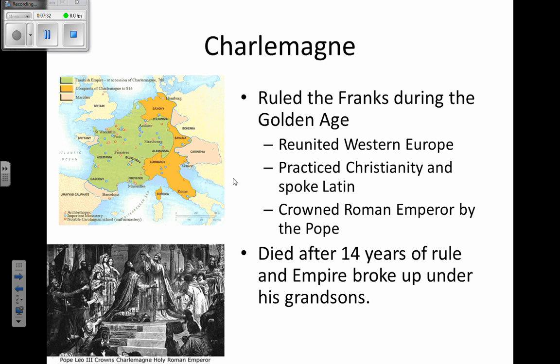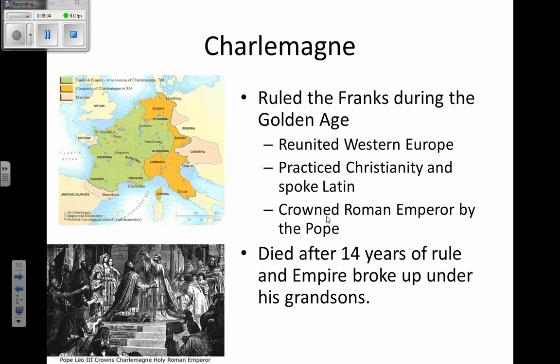So, as I said, Charlemagne was the greatest of the Frankish leaders. He ruled the Franks during what could be considered a golden age for them. The reasons why it can be considered a golden age for them is that he reunited much of Western Europe. You have a picture of his empire over here, and you see how much area he controlled. He practiced Christianity, and he spoke Latin. Two things that were well known in the Roman Empire, and two things that made his empire more Roman.